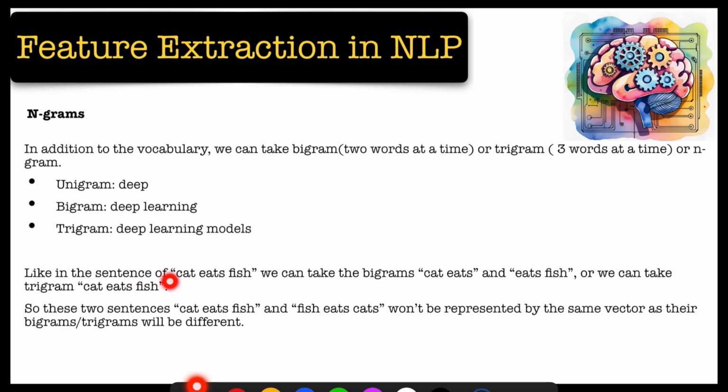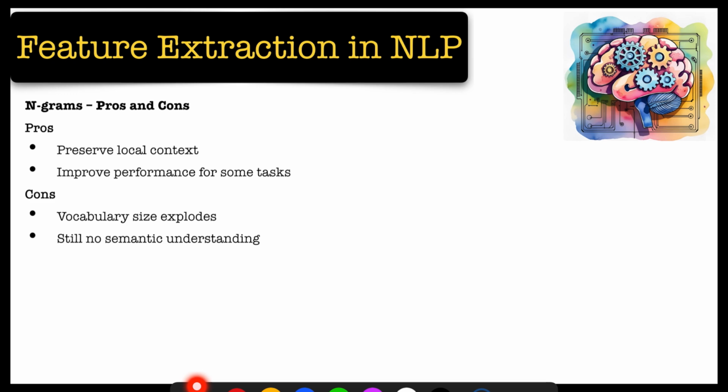Like in the sentence "cat eats fish," we can take the bigrams "cat eats" and "eats fish," or we can take the trigram "cat eats fish" together. So these two sentences, "cat eats fish" and "fish eats cat," won't be represented by the same vector as their bigrams and trigrams will be different. So it kind of solves the problem, but it will have other limitations.